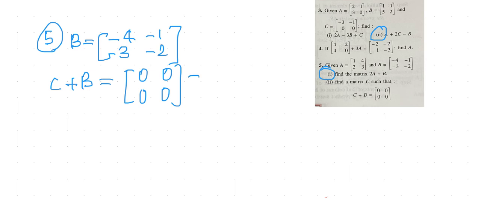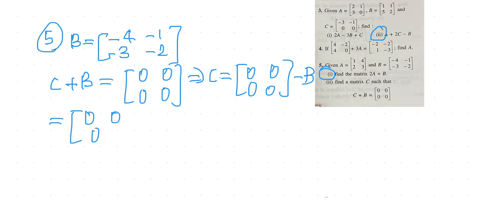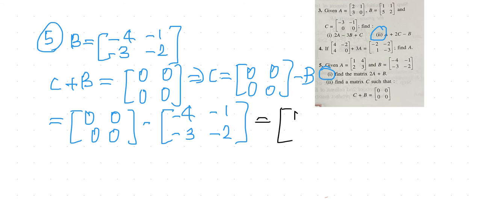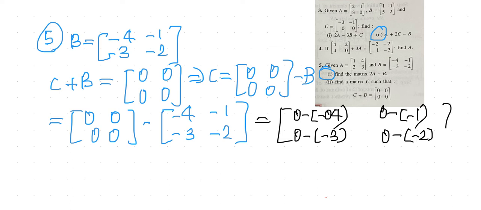So it is understood, children, that C will be equal to 0, 0, 0, 0 minus matrix B. Okay, so how are you going to write this? This will become 0, 0, 0, 0. And then minus B matrix is how much? Minus 4, minus 3, minus 1, minus 2. So 0, 0 is nothing, children. So this can be written as what, children? This will be written as 0 minus minus 4. 0 minus minus 3. This is 0 minus minus 1. And this is 0 minus minus 2. I'll just correct this, children. This I have written again 0.